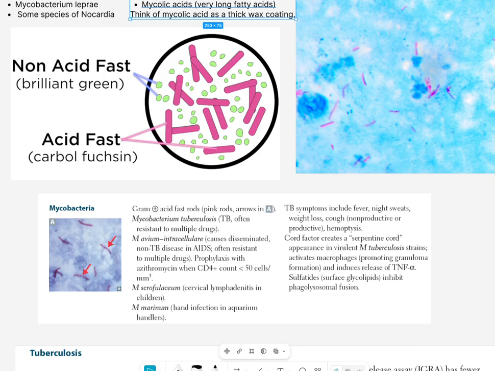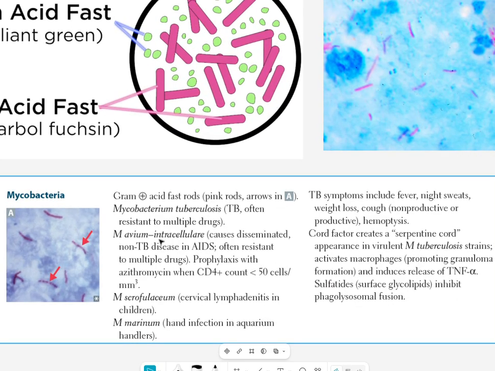Organisms that we studied, I just showed you, are Mycobacterium tuberculosis and Mycobacterium leprae. We even have Mycobacterium avium intracellulare. This causes disseminated disease in patients who have AIDS already. We have Mycobacterium marinum. This is basically aquarium granuloma. We'll come to it later. Then we have Mycobacterium scrofulaceum, and this basically causes cervical lymphadenitis in children.